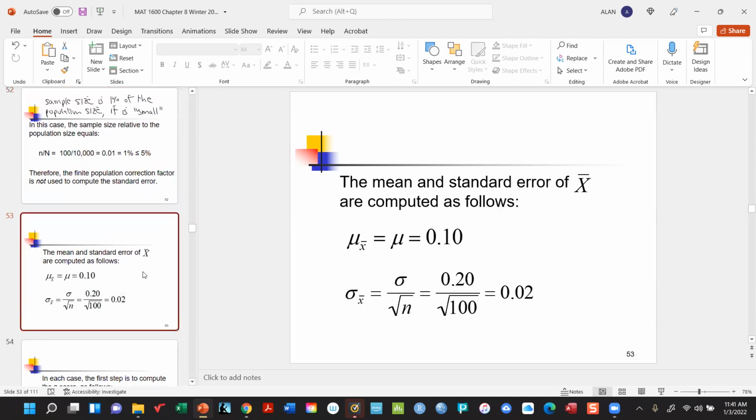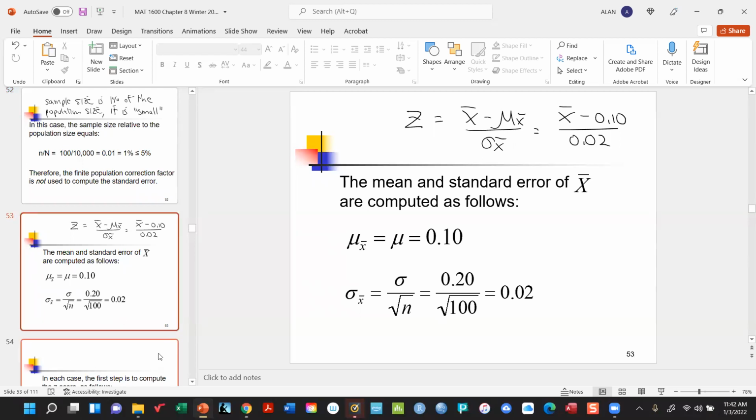The mean of X bar equals the population mean of 10%. The standard error, or standard deviation of X bar, is simply population standard deviation over square root of sample size, which is 0.02, and that's it. So when we go to calculate this measure, when we convert these X bars into standard normal random variables, all we have to do is take X bar, whatever it is, subtract 10% and divide by 2%. And we have ourselves a standard normal random variable. And then we can use the tables. Not so bad.